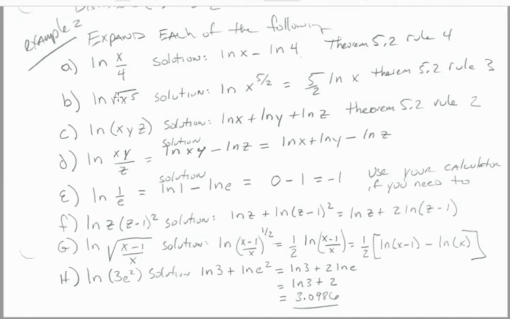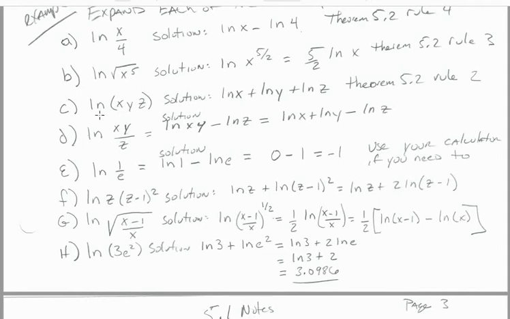We have natural log of the square root of x to the 5th. You need to rewrite that square root. Since there's a 5 on the x, that's going to be in the numerator. So we're going to take natural log of x to the 5/2, and we're going to rewrite that by bringing that exponent down in front. So we're going to get 5/2 natural log of x. We're using Rule 3 there on Section 5.2.